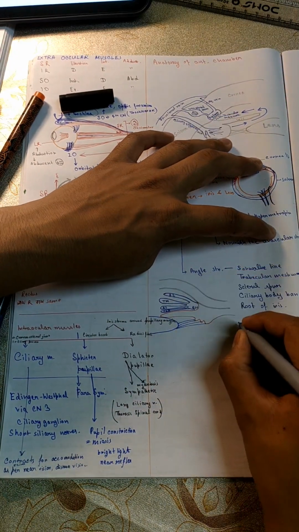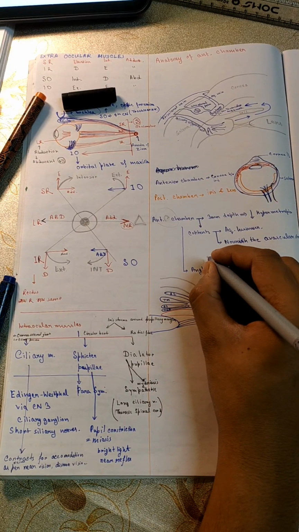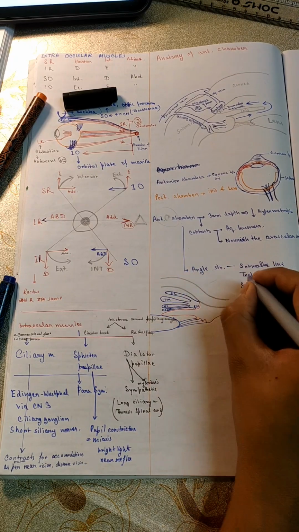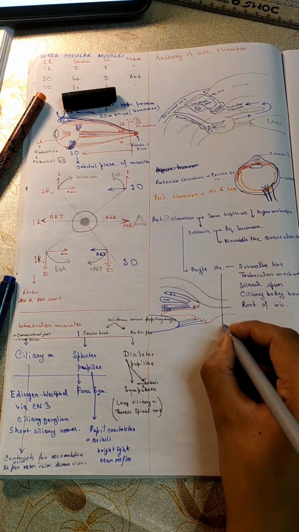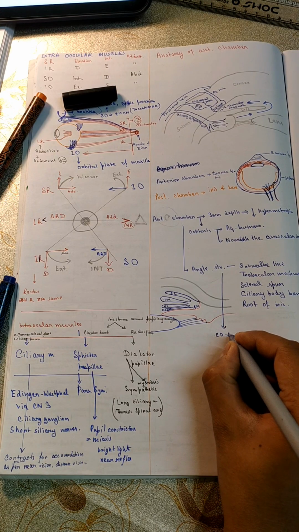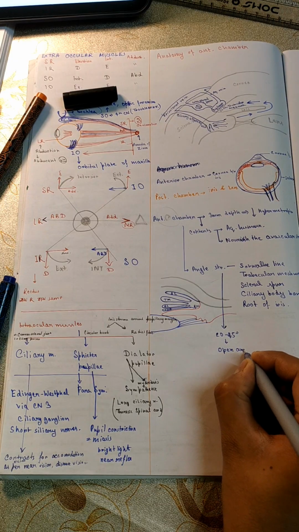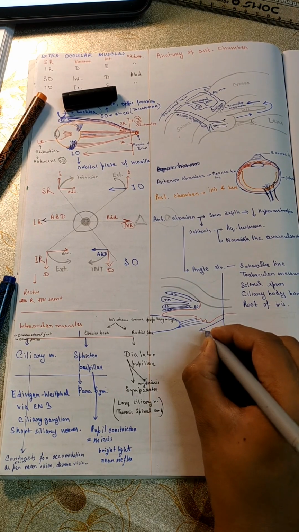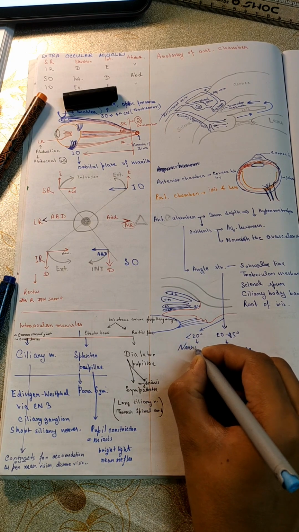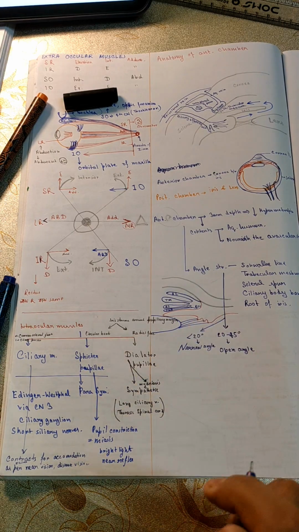Okay, clinical importance: this angle should be of 20 to 25 degree. This angle has two things, that is, if it is 20 to 45 degree, then called open angle, and less than 20 degree is narrow angle. So this is the clinical importance. Okay.